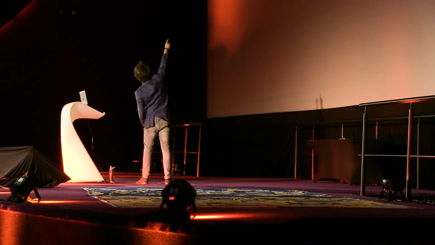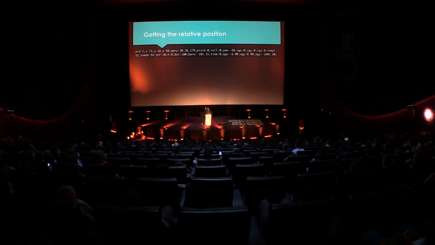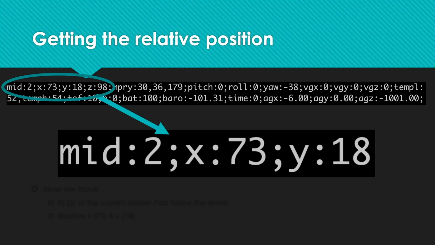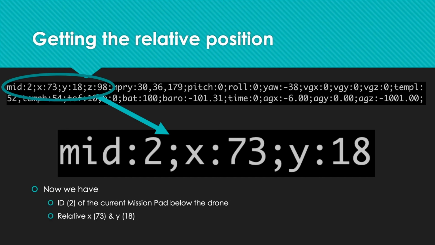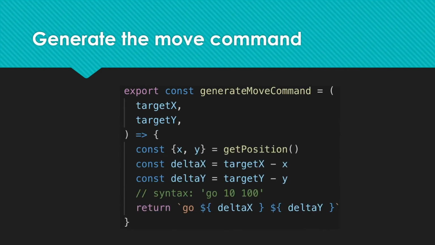So this up here is the line you saw just before. This is one of the lines of the continuous feed of telemetry coming back. Here we have our mission ID, which is the ID of one of the pads on the ground. And we have an X and a Y, so we have a relative position. We have some JavaScript. I'll put the slides online so you can take a look at this. But any programmer will be able to calculate the relative position.